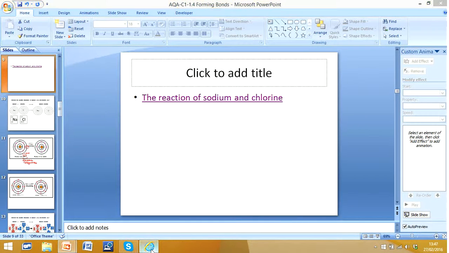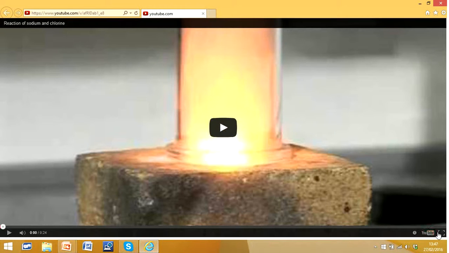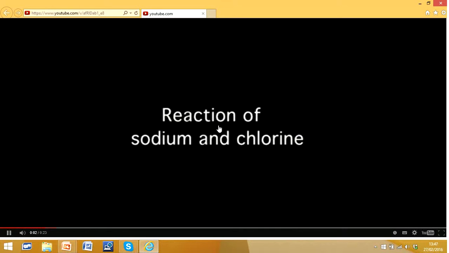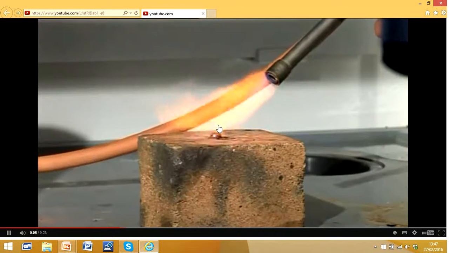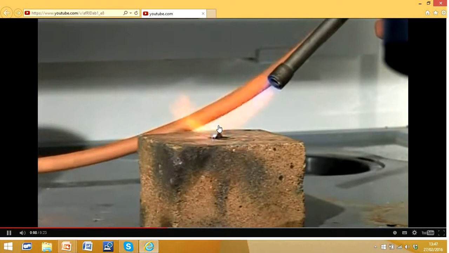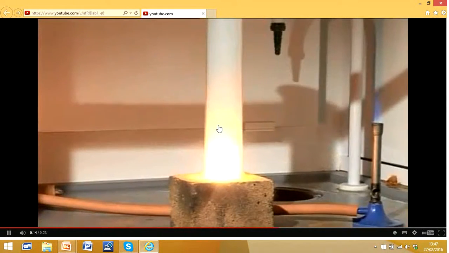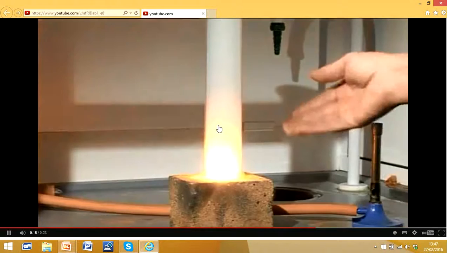Now we will watch the reaction of sodium and chlorine. This is a lump of sodium. When it gets really hot, it melts. If you mix it with a jar of chlorine, a reaction immediately takes place to form sodium chloride, or common salt.